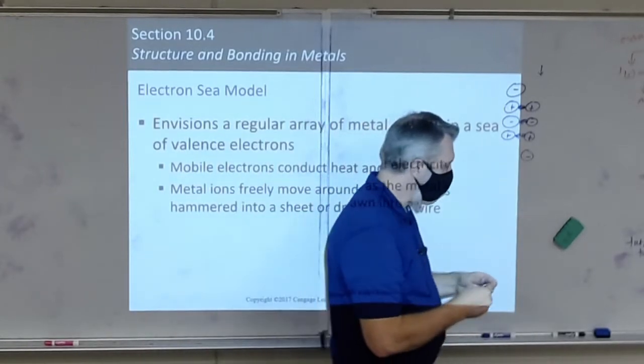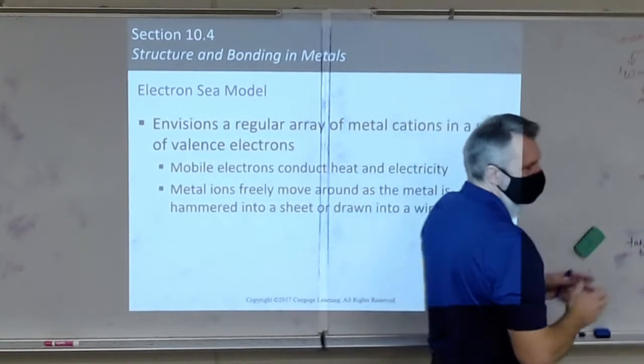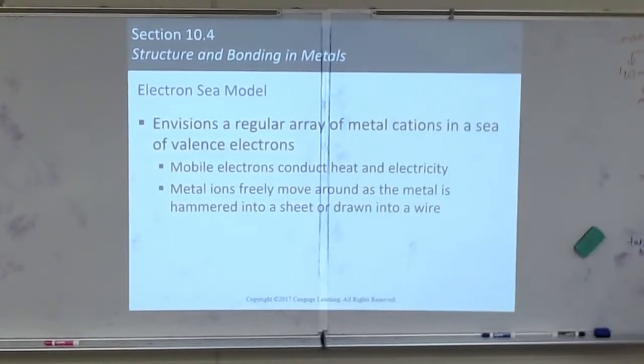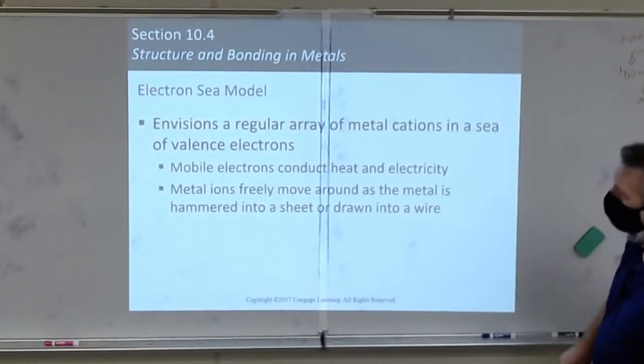If I hit, however, a piece of iron with a hammer, it just kind of mushes. Because the cations get moved, the electrons adjust and move around them while holding them together. And they also have to do with conducting heat and electricity. So let's look at this.